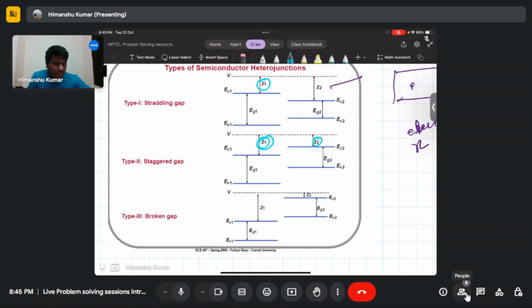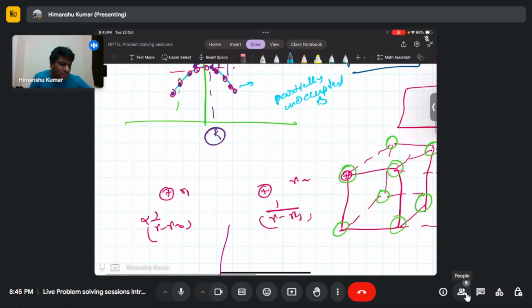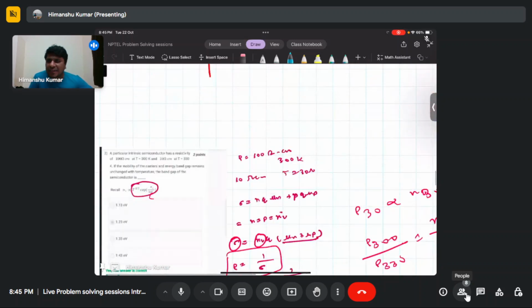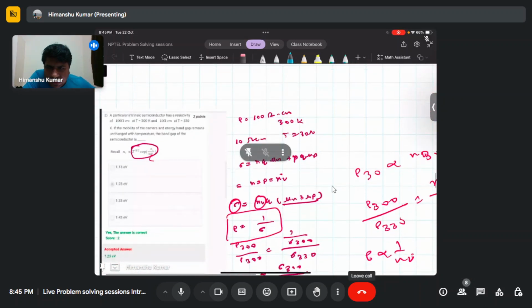This is for future courses. If you take heterostructures, then you will find this kind of band diagram, or you can practice on your own. If you have any other doubt, just email me.